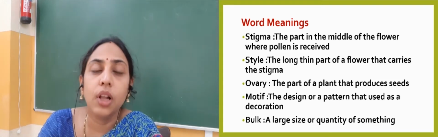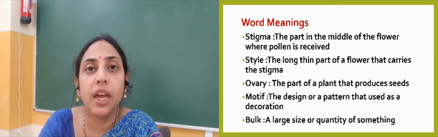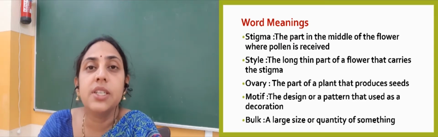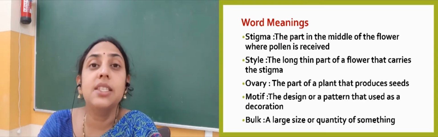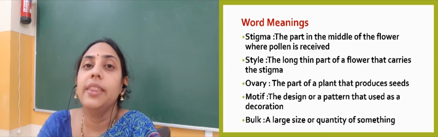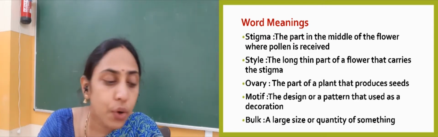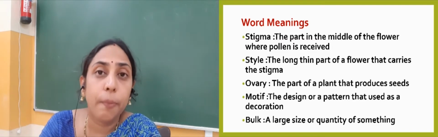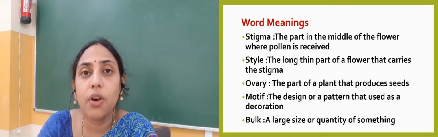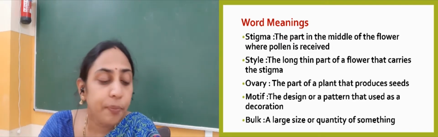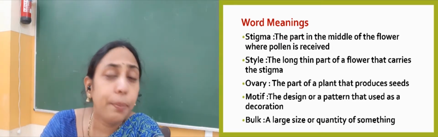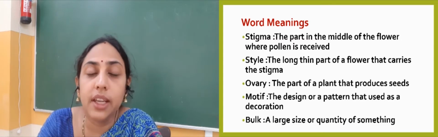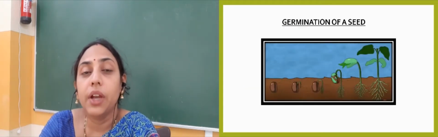Then ovary, it is the part of the flower that changes into fruit. We know all the flowering plants, they may have fruits. That means we can say the fruit bearing plants will first have the flowers. So it is the part of the flower that changes into fruit. Then motif, it is the design or pattern that is used for decoration, right? Then bulk. Bulk means anything that is present in large quantity. So that is called bulk, right?